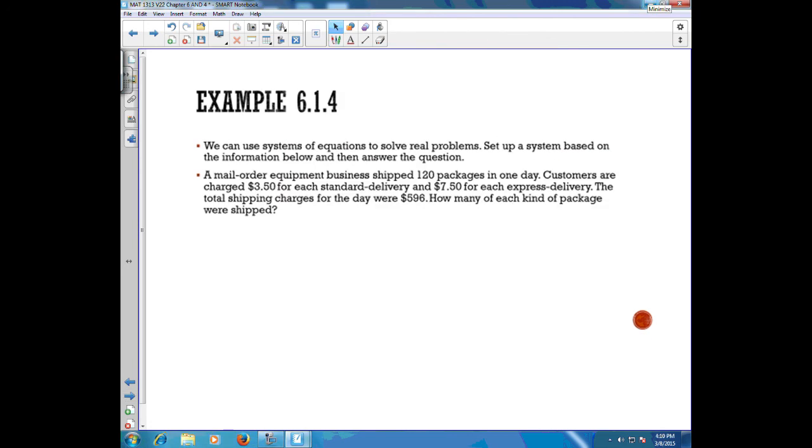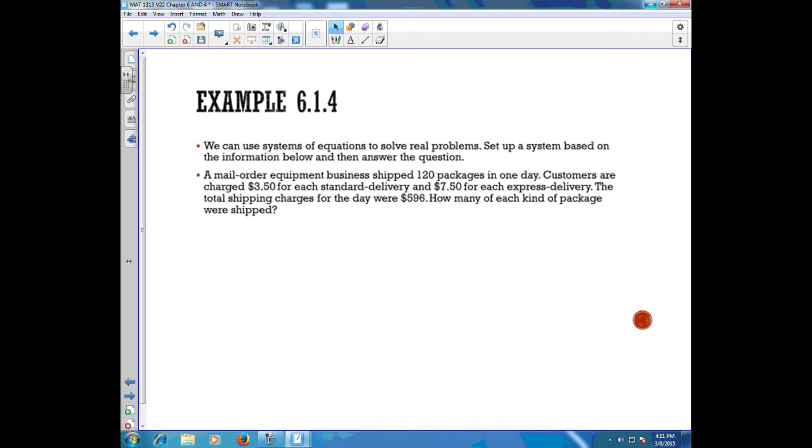So finally, we can use systems of equations to solve some real-world problems. In this example, we're going to set up the system based on the information, and then we're going to use it to answer the question. A mail order equipment business shipped 120 packages in one day. Customers are charged $3.50 for standard delivery and $7.50 for express delivery. The total shipping charges were $596. We want to know how many of each kind of package was shipped.